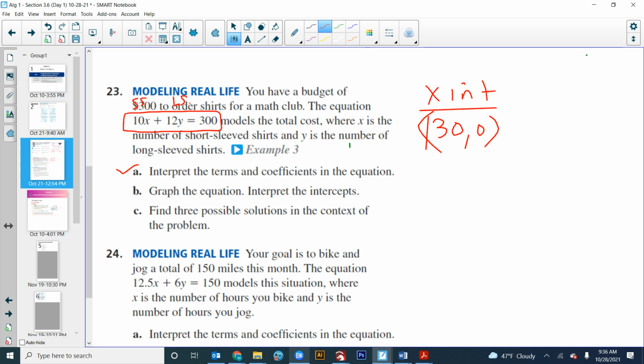And then what's 300 divided by 12? 25? Yeah. So what's my y-intercept? Good. This tells you what it is. If I buy 0 short sleeve shirts, I can buy what? 25 long sleeve shirts. Okay? That's what it tells you.